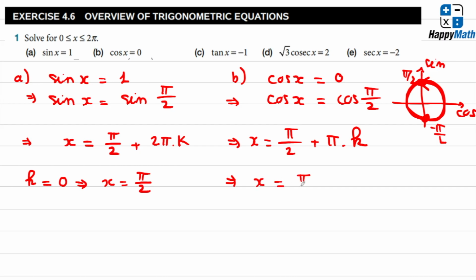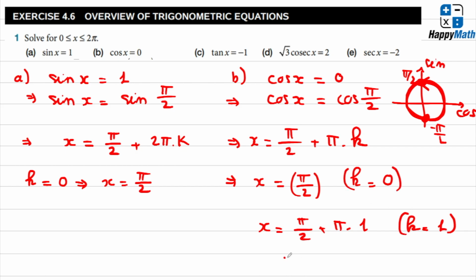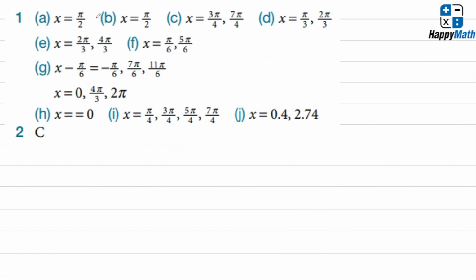The first one, you get x equal to pi over 2, because when k equals 0, you get this here and this angle belongs to this interval. And the next one, you get pi over 2 plus pi times 1. In the second case, k equals 1 like here, and here you get 3 pi over 2. So for question B, you get two solutions. Check this out a little bit: this one and another one will be here.